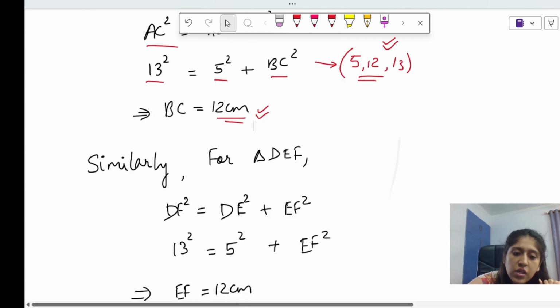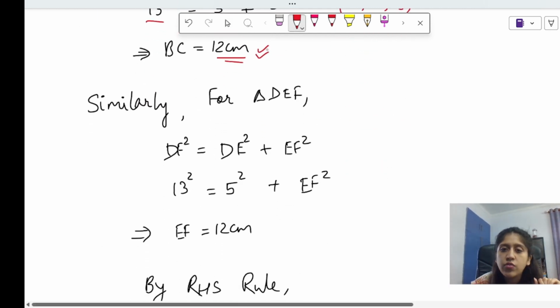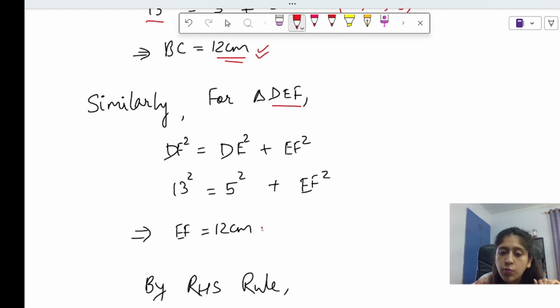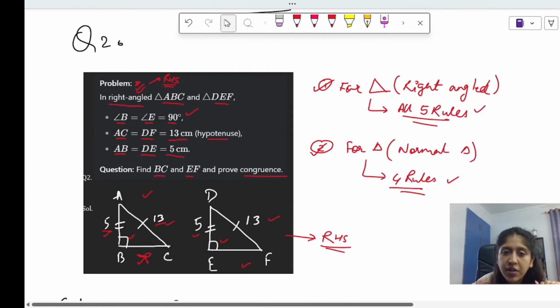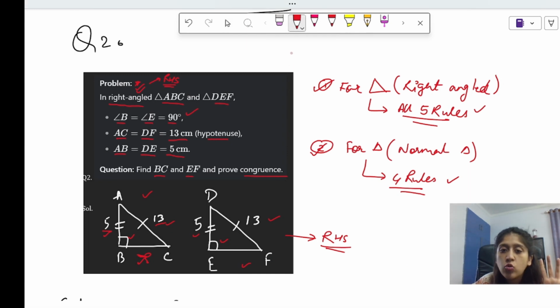All right. Then for the next one, for DEF, again I have applied the Pythagorean triplet and I have got 12 centimeters. All right, and that is the RHS rule that is used. All right. So I hope this question is clear to everybody. Okay, this question was clear and I hope all the two questions that I have done are clear and the rules are also clear. Please revise the rules. Revise all the rules. Please apply all the methods I have told you and try it.